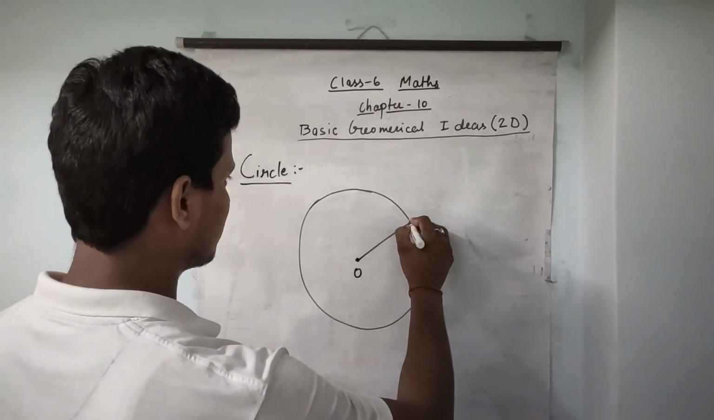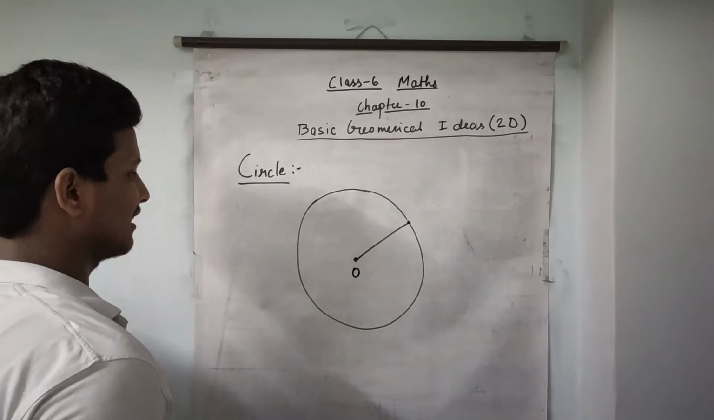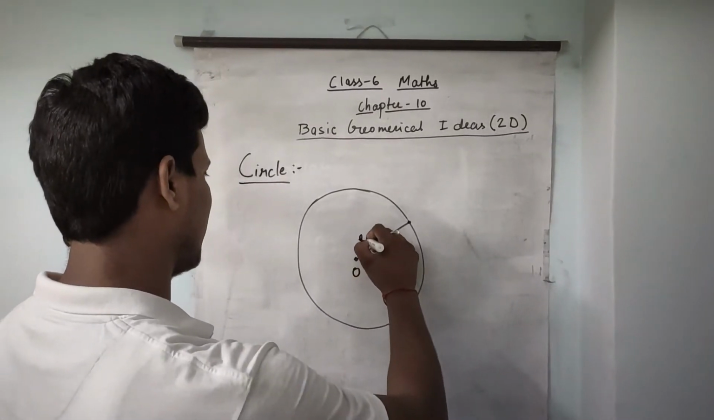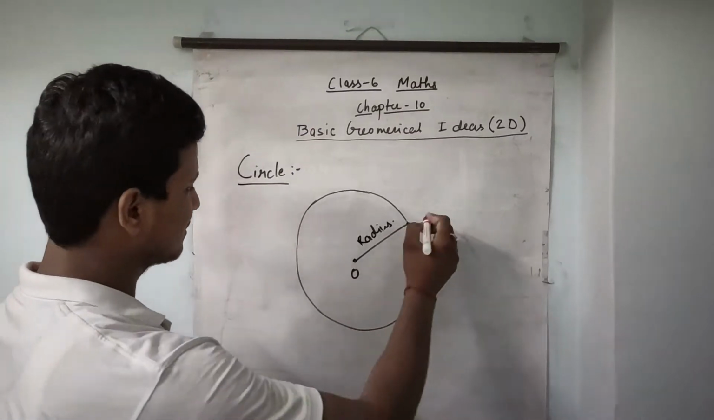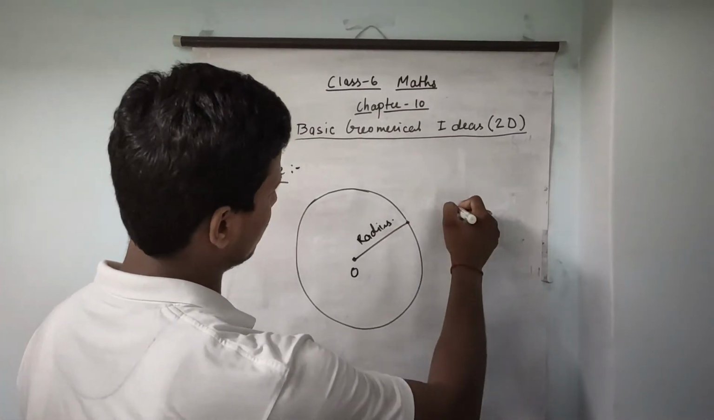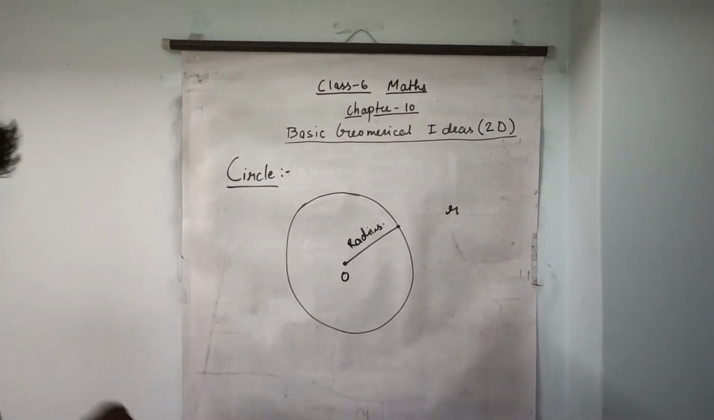The distance from the boundary of the circle to its center is called the radius of the circle. This distance is called the radius, and it is denoted by a small r. Okay, radius of the circle.